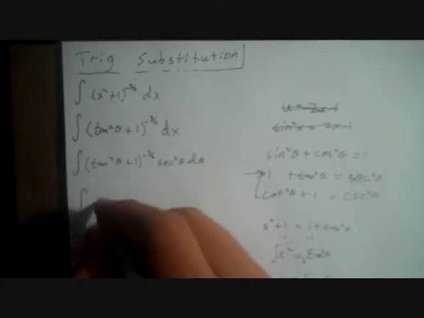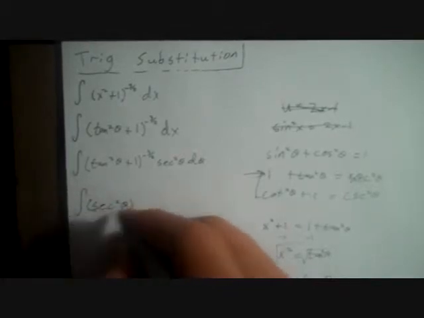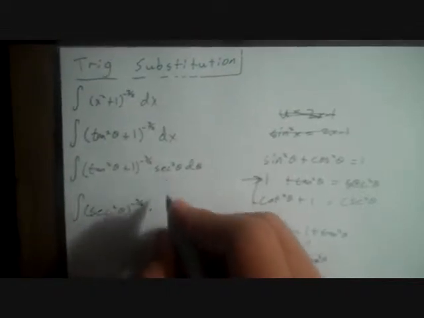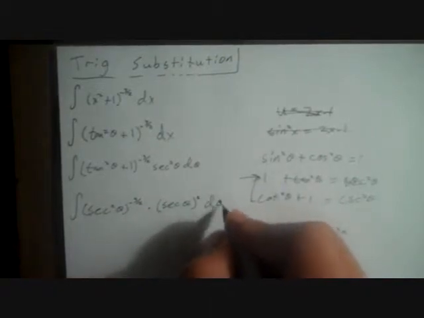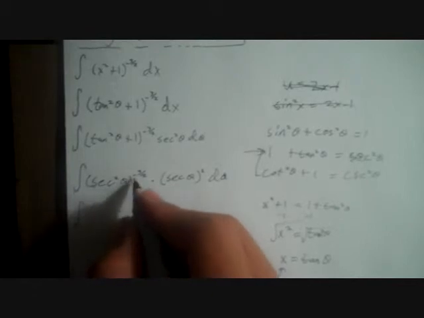Tangent squared theta plus 1 equals secant squared theta, so let's substitute that in. So secant squared theta to the negative 3 halves, times secant squared theta, which we can write as secant theta squared, d theta. Our bases aren't quite the same yet, so let's simplify. Secant squared to the negative 3 halves: we have a power raised to a power, so we multiply. Negative 3 halves times 2 becomes secant theta to the negative 3, times secant theta squared, d theta.